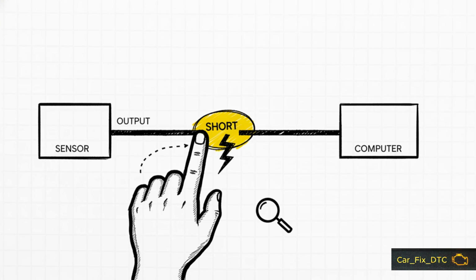So, what's the solution? Same idea as before. You're going to play detective again. You need to trace that specific wire from end to end and inspect it for any breaks or damage that could be causing that short.